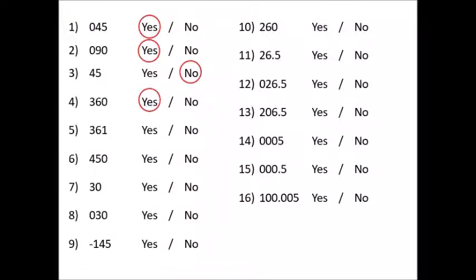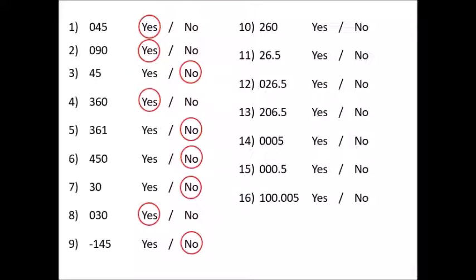361? Here it is no. 361 is beyond the 360 degrees around a point, therefore it cannot be a bearing. Same goes for 450. Is 30 a bearing? No, it does not have the hundreds. Is 030 a bearing? Yes, it has the hundreds and it's between 0 and 360 degrees. Is minus 145 a bearing? The answer here is no, we cannot have negative bearings.